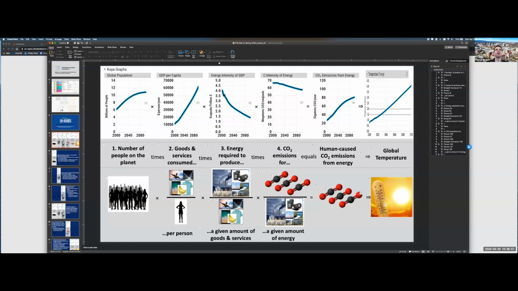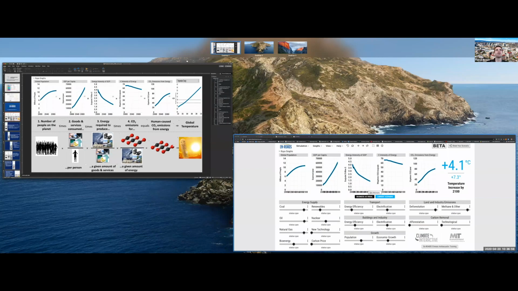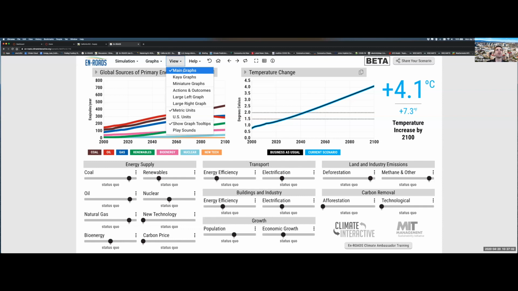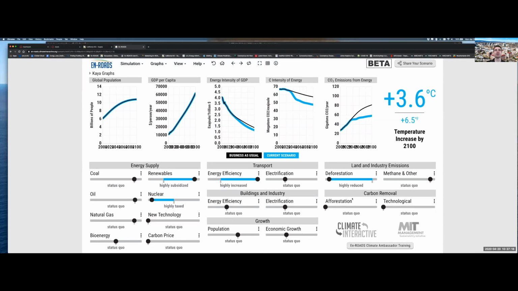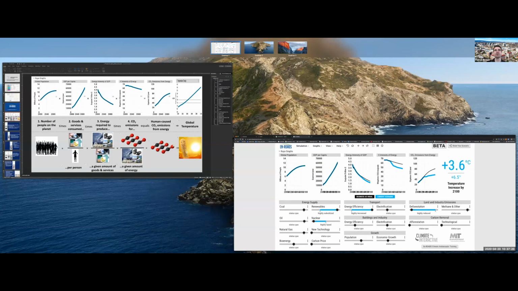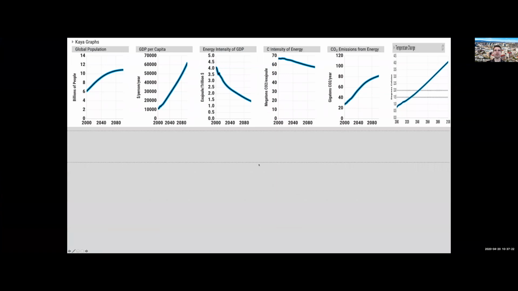But so if you go to En-ROADS, you're at the default screen. Under View, there's Kaya graphs. And so anything that you play with the levers, you'll see changes in the Kaya graphs. And so that will help you understand where your emissions reductions are coming from. So just to remind you about these graphs relative to the way that I showed it before, we have basically our four terms in these graphs.